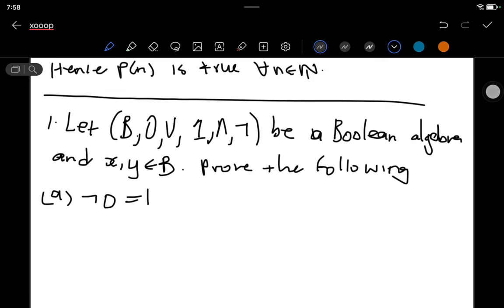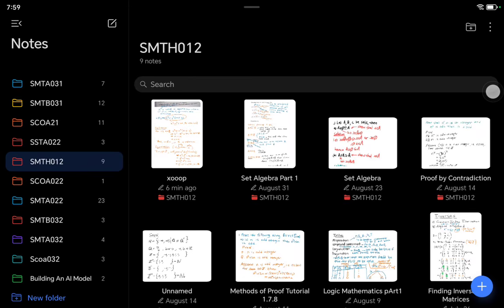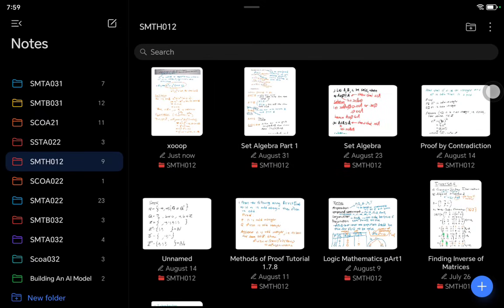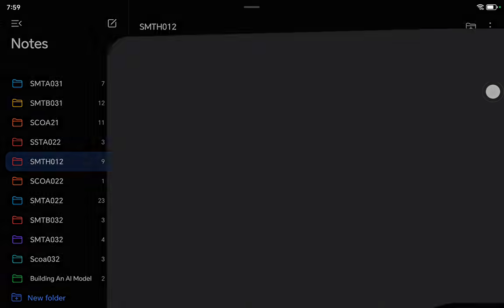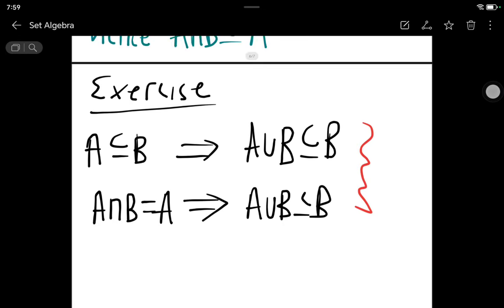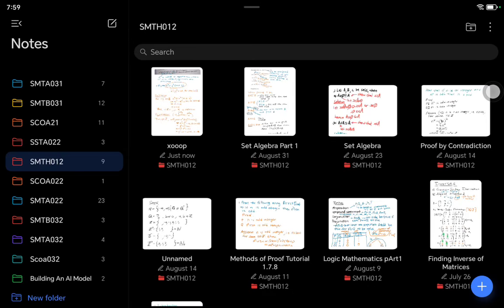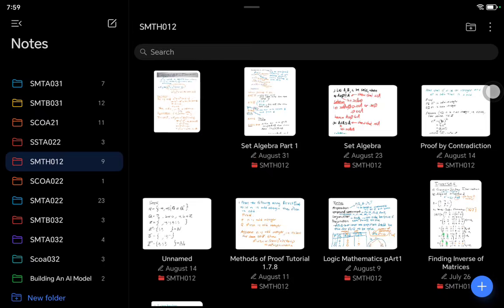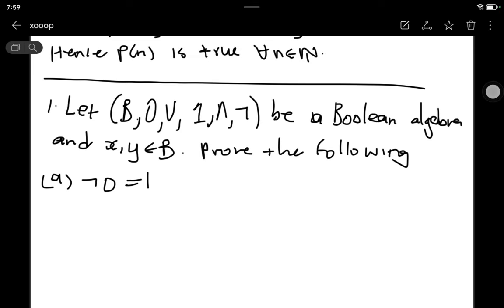The question is, or let me check, I think we did something like this once. Let me check if it's not here. I think it might be that it was in the contact section, but it's fine. Let's prove it. So now we are given that the negation of 0 is equal to 1.